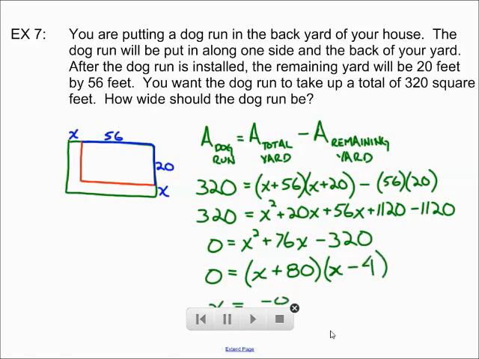So our solutions to this equation are negative 80 and positive 4, but can you really have a dog run that is negative 80 feet wide? No, that answer doesn't make sense. So sometimes we have to disregard the negative answer. There's the answer we're looking for, 4 feet.